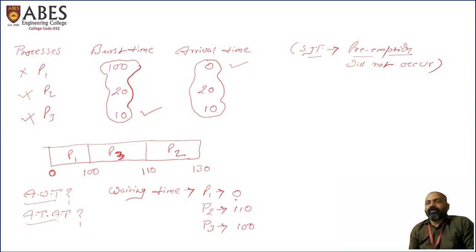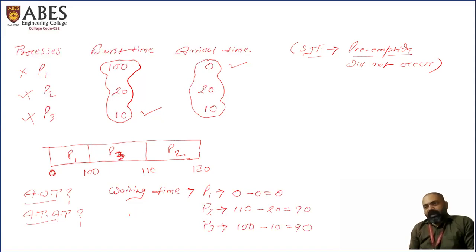This will be correct if all the processes arrive at 0 time, but the scenario is different. At 0th time, only P1 was available, P2 and P3 come after. So we have to subtract the arrival time of each individual process. Arrival time for P1 is 0, so 0 minus 0 equals 0. For P2, arrival time is 20. So 110 minus 20 will be 90. For P3, arrival time is 10. So 100 minus 10 will be 90.